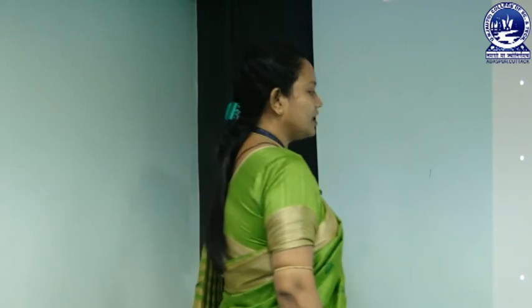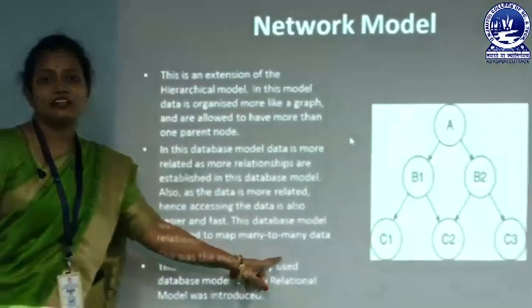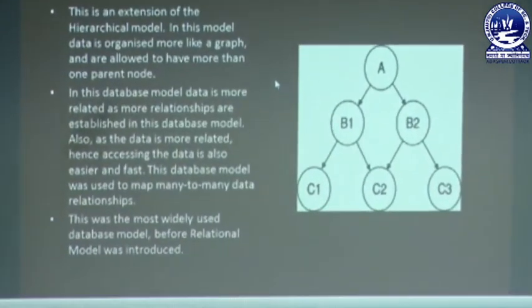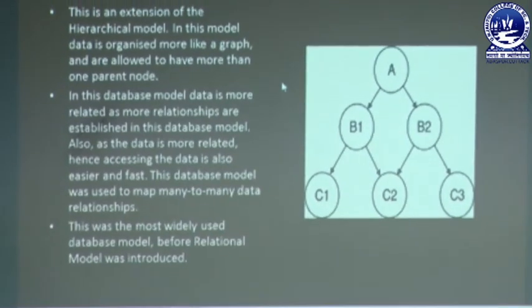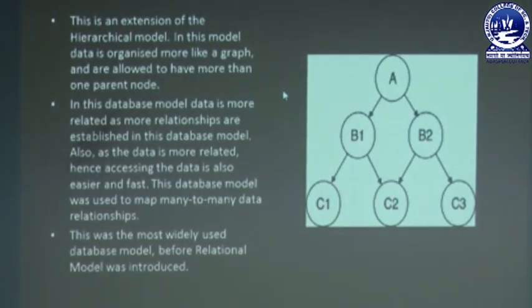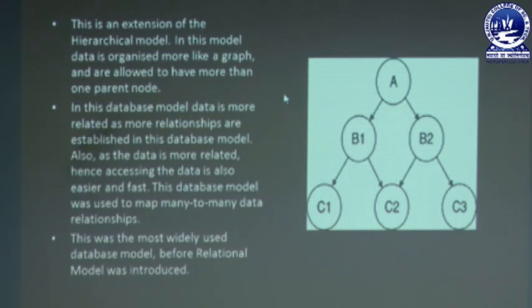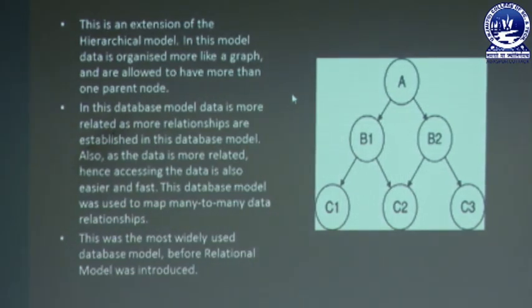That is, in the hierarchical data model the child has only one parent, but in the network data model the child node has more than one parent. So, in the hierarchical data model the relationship between parent and child node is 1 to many, but in the network data model the relationship is many to many. This was the most widely used data model before the relational data model.